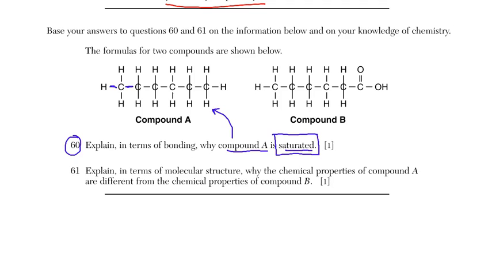Number 61. Explain in terms of molecular structure. Again, they're screaming to you that they want you to answer in exactly this way. This is the way they want you to answer: in terms of the structure of how these things are bonded in terms of the molecule, why the chemical properties of A are different from the chemical properties of B.